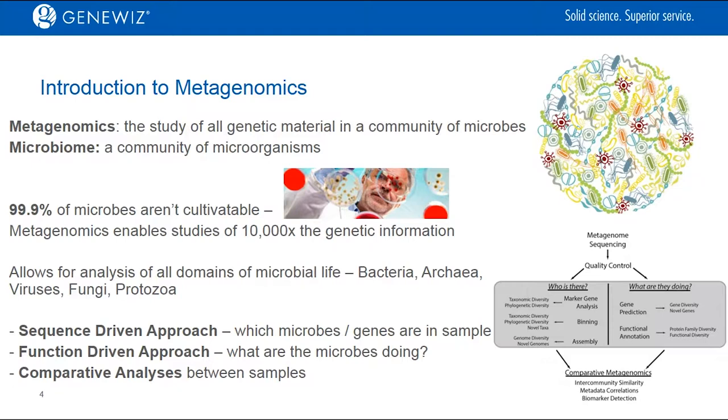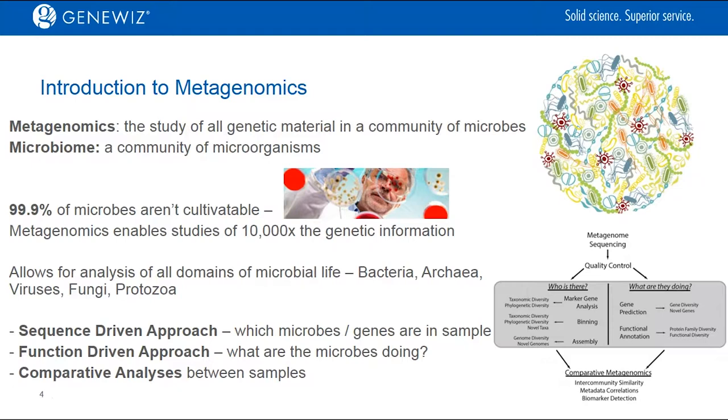The power of metagenomics is highlighted when we consider that 99.9% of microbes aren't cultivatable, enabling us to examine and analyze 10,000 times the microbes and genes present in a given environment compared to traditional wet lab techniques. Metagenomics also enables us to peer into all domains of life, from bacteria to archaea to viruses, fungi, or protozoa.